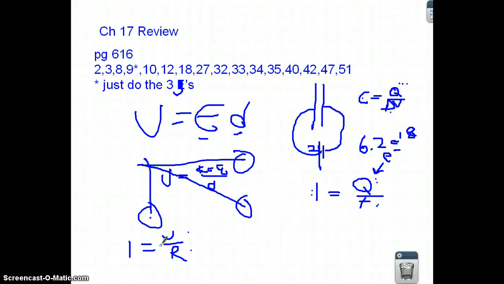A 60-watt light bulb and a 75-watt light bulb operate at 120 volts. Which one has a greater current? And for that one, P, power, equals I times V. And it looks like you're going to do the calculation twice. 60 watts and 120 volts, find current. And then 75 watts and 120 volts, find current.